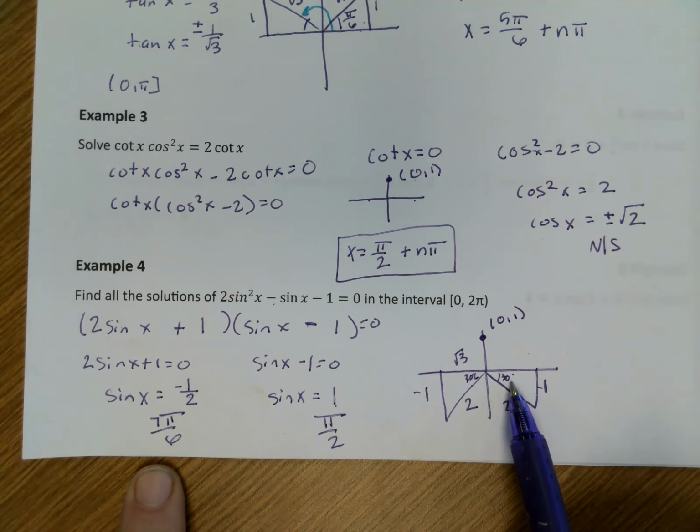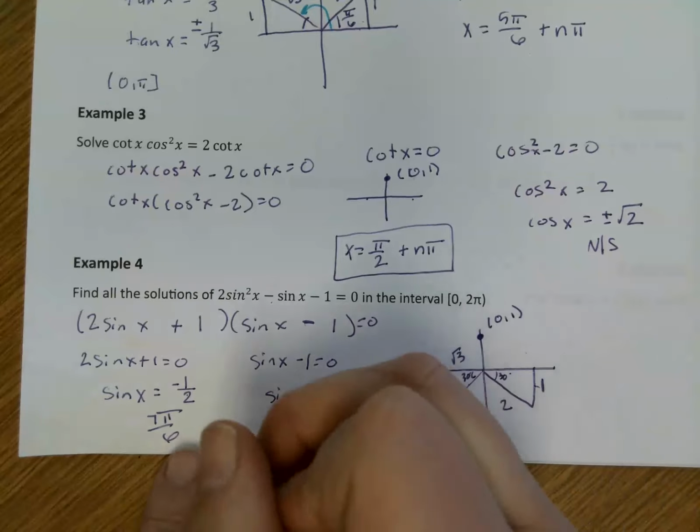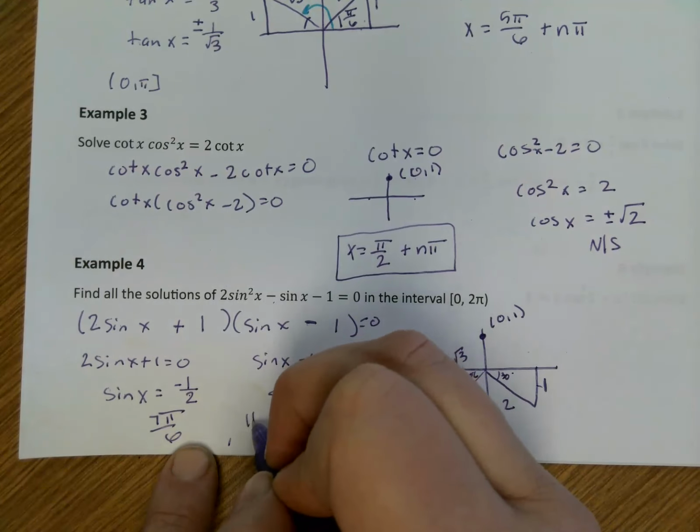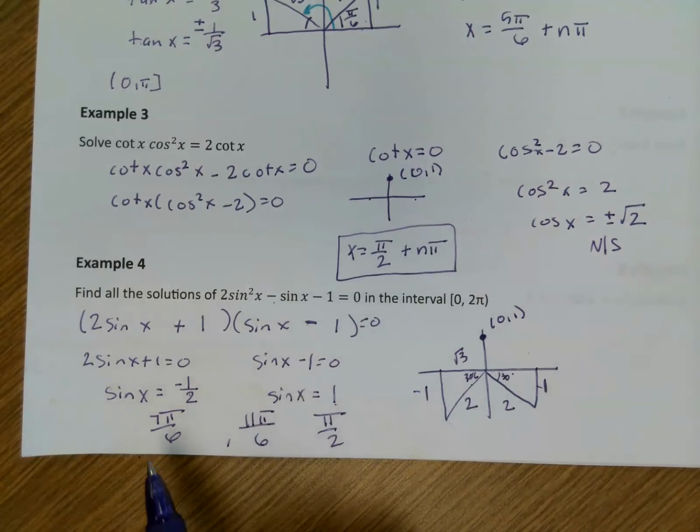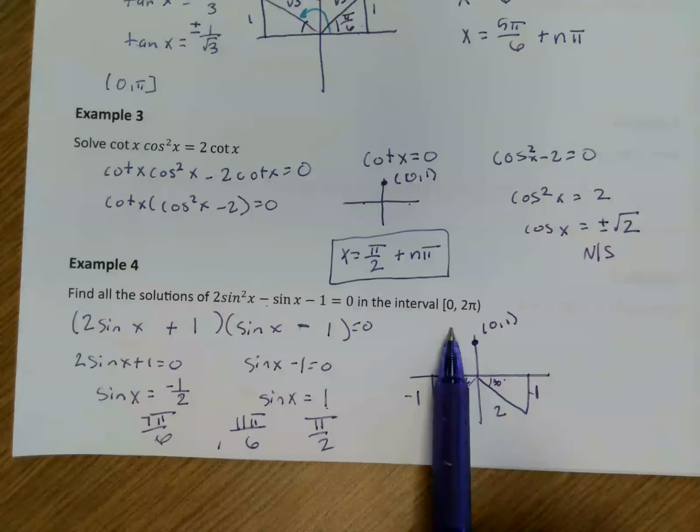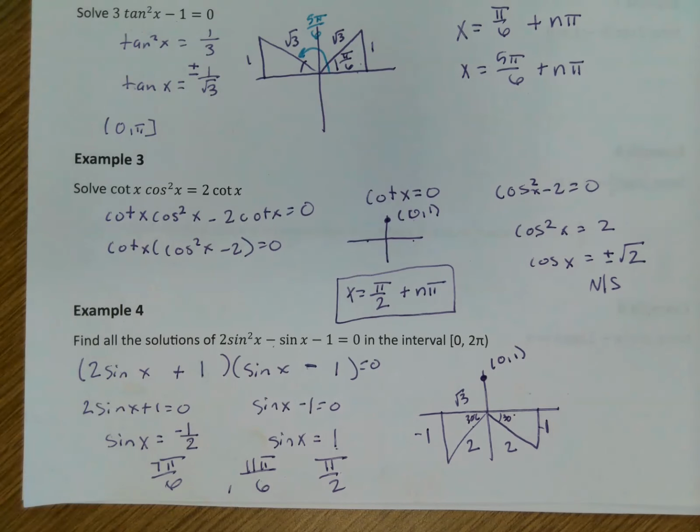And this is kind of like our negative pi over 6. So if we do 2 pi minus pi over 6, we would get 11 pi over 6. And we only have 3 set answers for this because of this interval. And because the next section is just a little bit more difficult, we're going to split this into 2 parts.